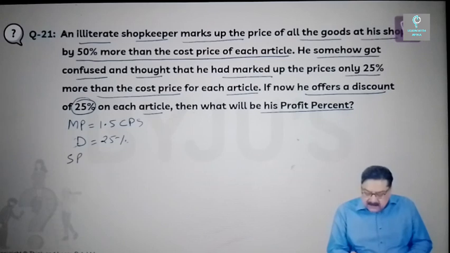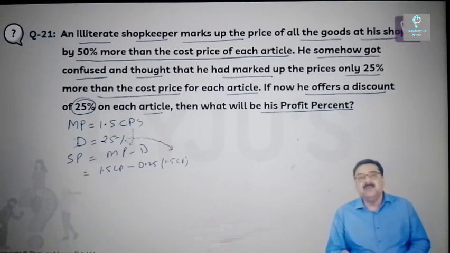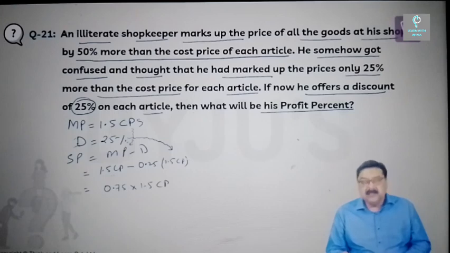So selling price we know is marked price minus discount. So that is 1.5 CP. Now this is what is given to us here as marked price, minus 0.25 times 1.5 CP, because the discount percent which is given to us here is 25%. So it is 0.25 times the MRP or MP, and MP or marked price is 1.5 CP. So it is 0.75 times 1.5 times CP.